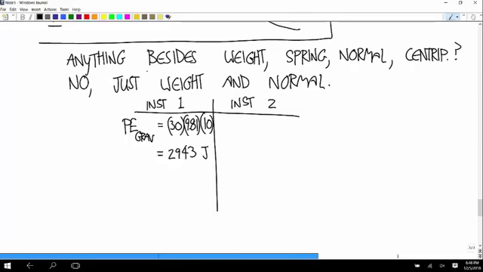And then the kinetic energy at instant 1, that's 1/2 times the mass times the speed squared. What's the speed squared at the top of the hill? 0, yep. And so there's no kinetic energy.